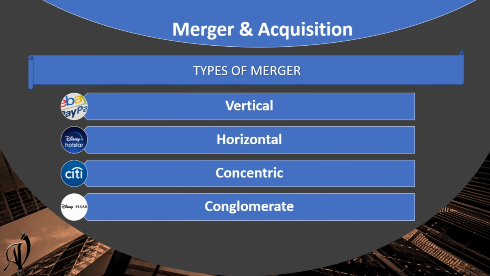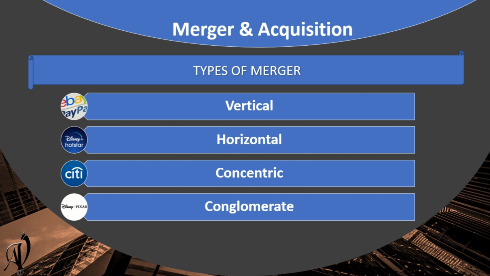Types of merger: vertical, horizontal, concentric, and conglomerate. So what is vertical merger? It is when two companies combine that are in different stages of the supply chain. The best example for this is the eBay and PayPal merger. It streamlined the online payment process for eBay and popularized the use of PayPal, hence increased profit for both.